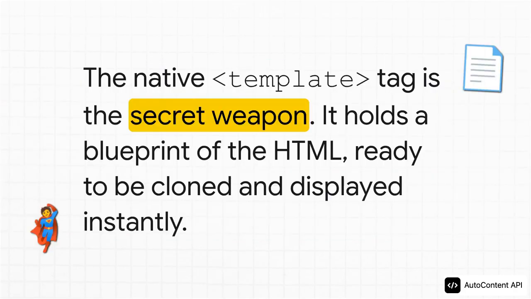The real hero of this whole operation is the humble template tag. This is another native HTML element, and its whole job is to hold a chunk of HTML on the page that doesn't get rendered. It's the perfect blueprint. And what's great is that this keeps your display logic right there in your HTML where it belongs instead of being duplicated inside some messy JavaScript string.